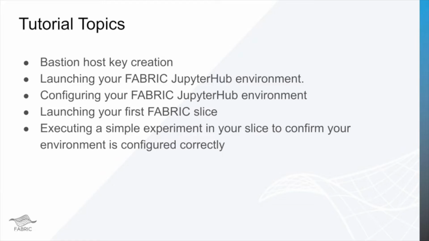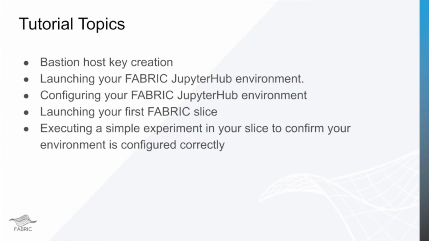Today, we're going to walk you through creating your first Fabric slice using the FabLib API in a Jupyter notebook. During this tutorial, you will create a bastion host key that will be used to access your Fabric slices, launch your FABRIC JupyterHub environment, install your bastion host key and configure your FABRIC JupyterHub environment, launch your first Fabric slice, and execute a simple command in your slice to confirm that your environment is configured correctly.